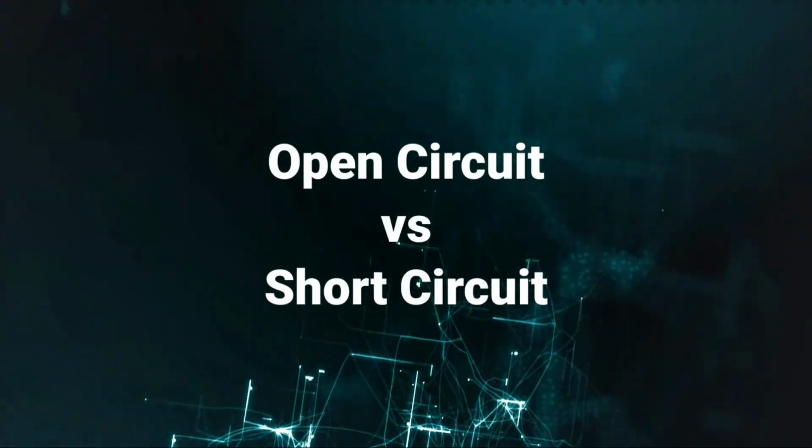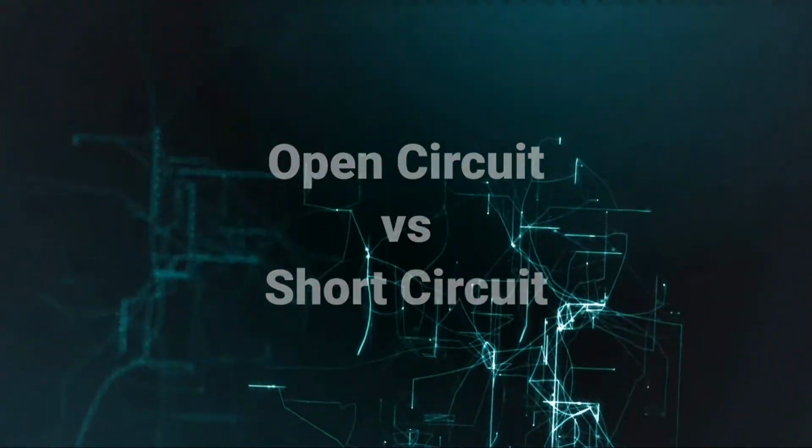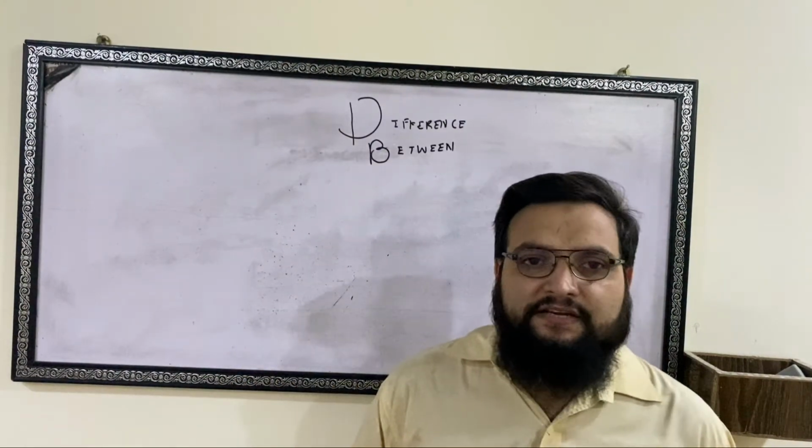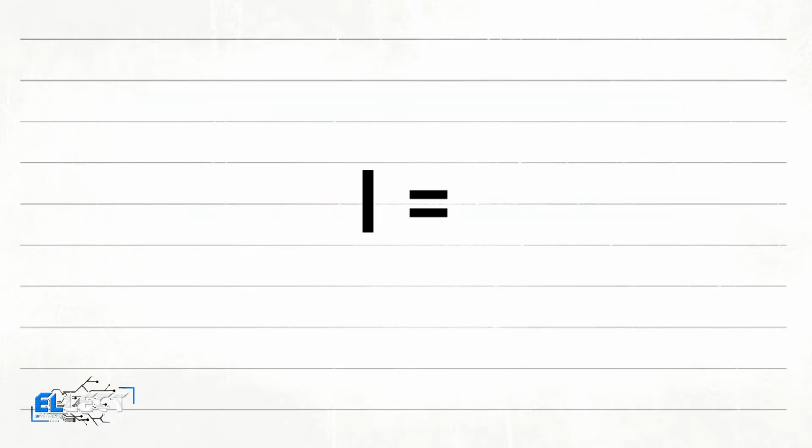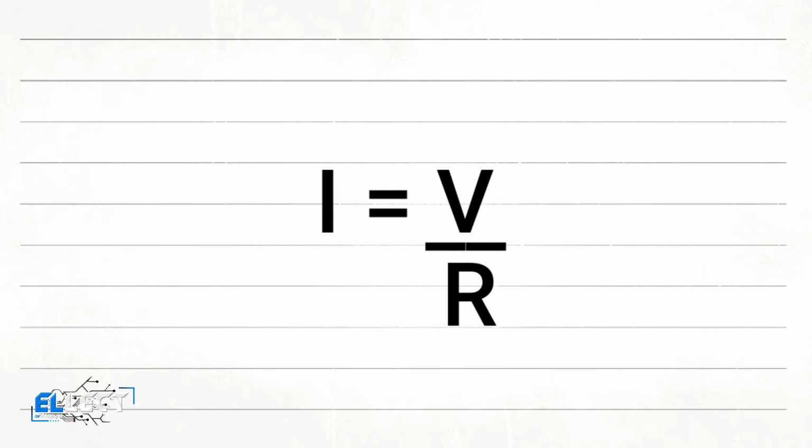Open circuit versus short circuit. An open circuit is a circuit in which the resistance of the circuit becomes infinity. It means no current flows through the circuit. According to Ohm's law, I is equal to V over R, which we have discussed in the video of Ohm's law. So the resistance of the circuit being infinity, V over infinity, whenever infinity comes in the denominator, current will be equal to 0.